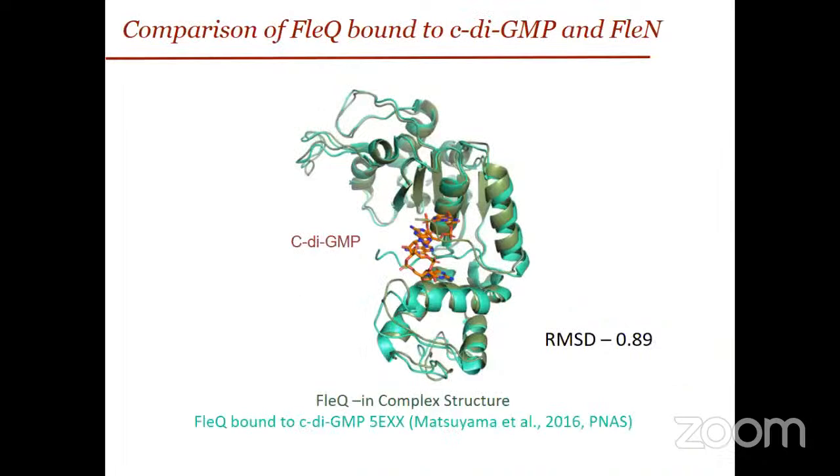Now we compared the cyclic di-GMP bound structure, these two being the two regulators of FLEQ activity. When cyclic di-GMP binds, FLEQ loses its ATPase activity. When FLEN binds, it again loses its ATPase activity. And to our surprise, both these structures were very close in conformation to each other. So in both of them, the same conformational change is taking place. When cyclic di-GMP binds or FLEN binds, ATP cannot bind, and both these structures are very similar to each other.